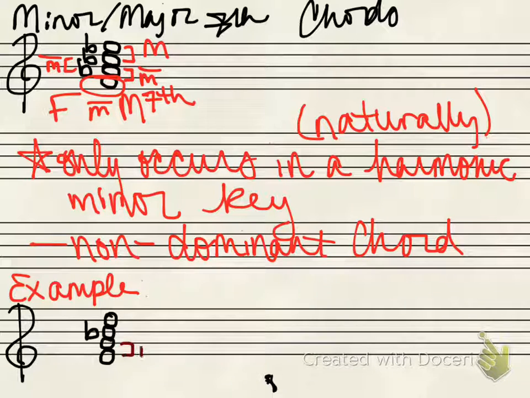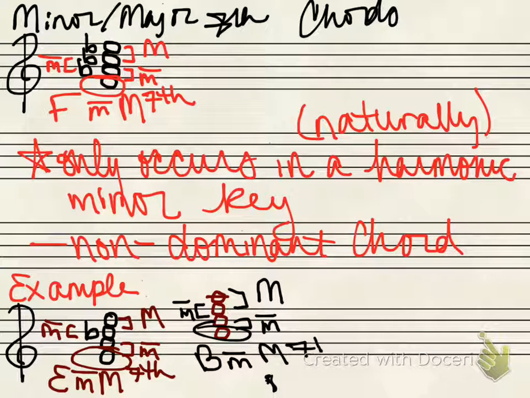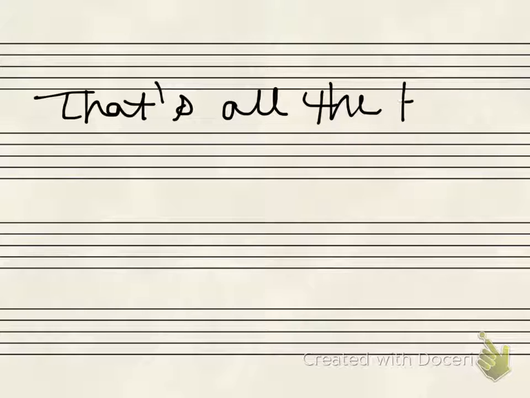And I have two examples on the bottom. And the first one is an E minor major seventh. And then the second one is going to be a B minor major seventh chord. And that would conclude our study of the different types of seventh chords.